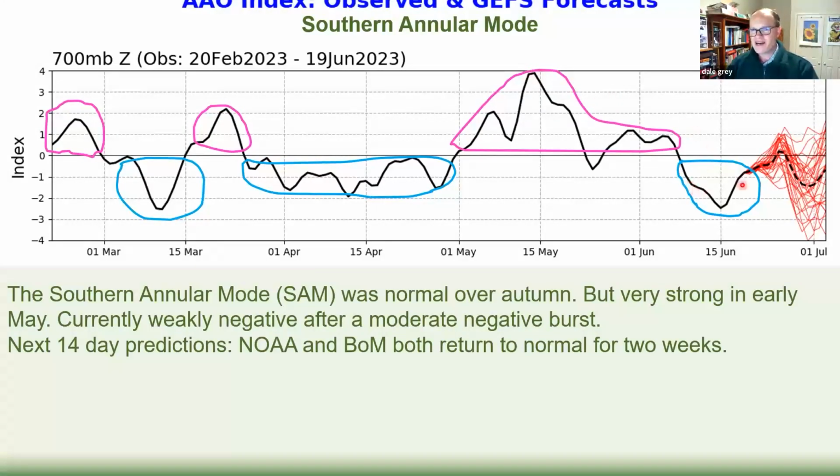And then in this month, we've had a burst of moderate negativity, and that's been pushing the frontal systems closer to Australia, and we've been getting, at least north of the divide, one every 3 days or so. It's not high rainfalls sometimes, but just little showers, keeping things damp. The next 2-week forecast from both the American and Australian bureaus is that it's going to come back to normality, and pretty much the American bureau sort of does a bit of a negative burst. The Australian bureau sort of holds it around normal.